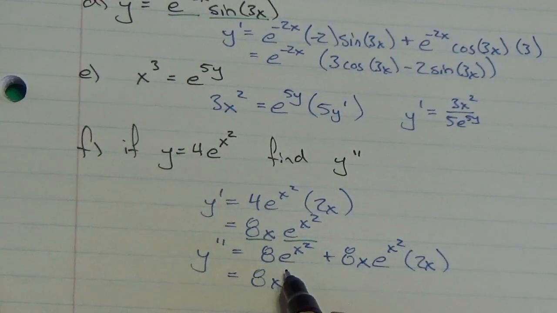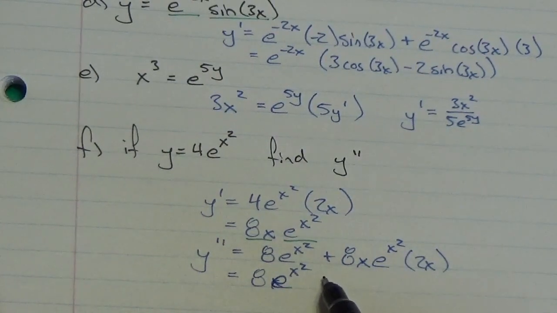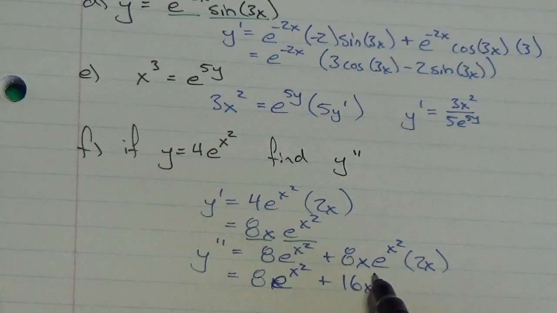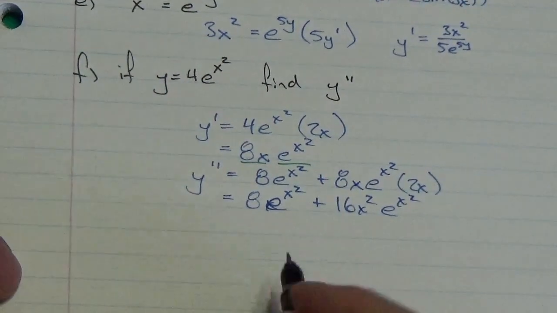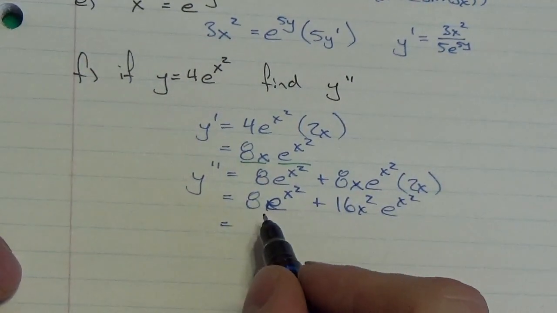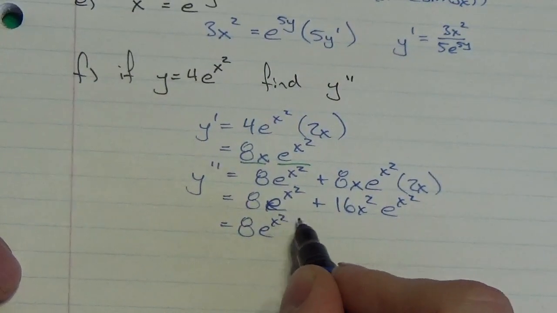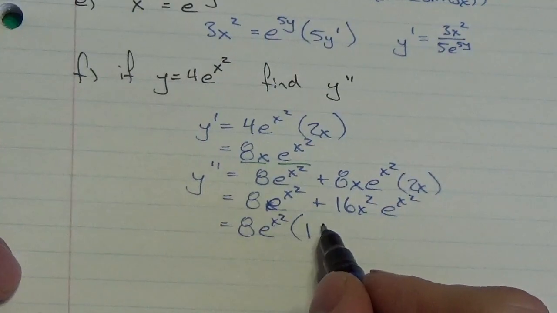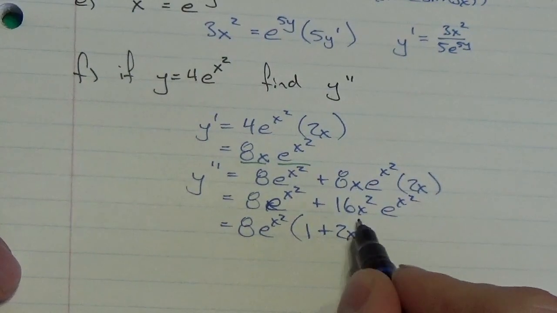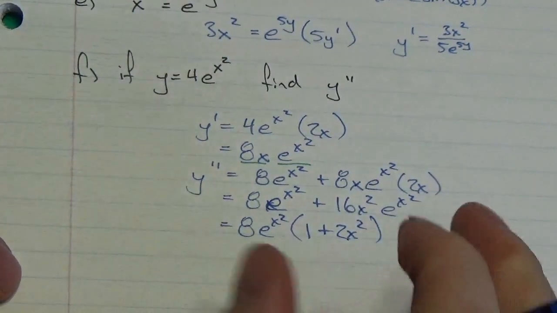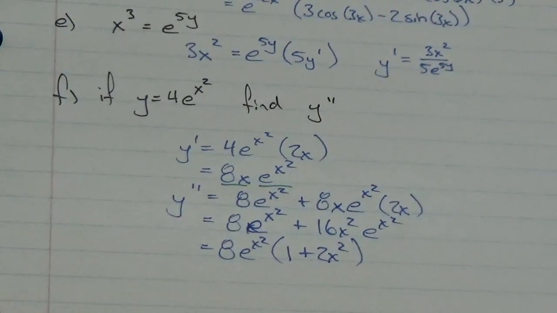Now I'm going to clean this up. I'm going to make this 8 e to the x squared plus 16x squared e to the x squared. And now I'll take out my common factor, 8 e to the x squared. And that'll leave me with 1 plus 2x squared. And there's my second derivative.